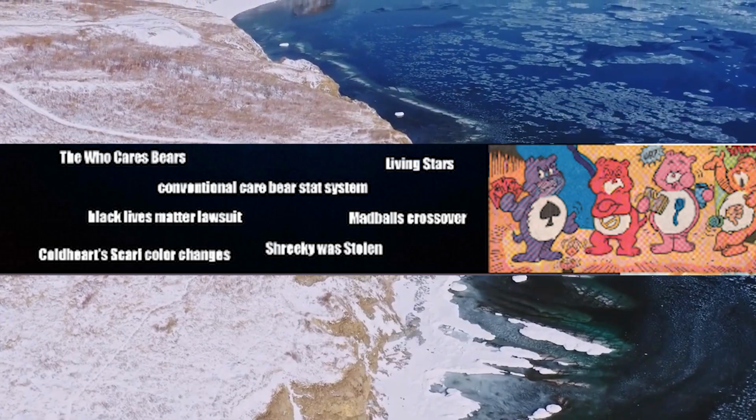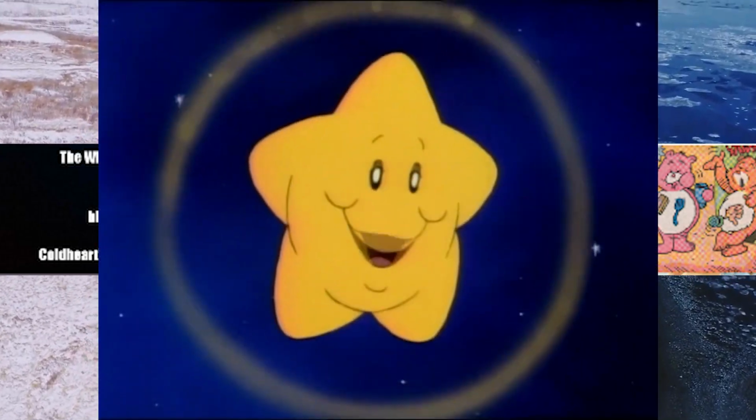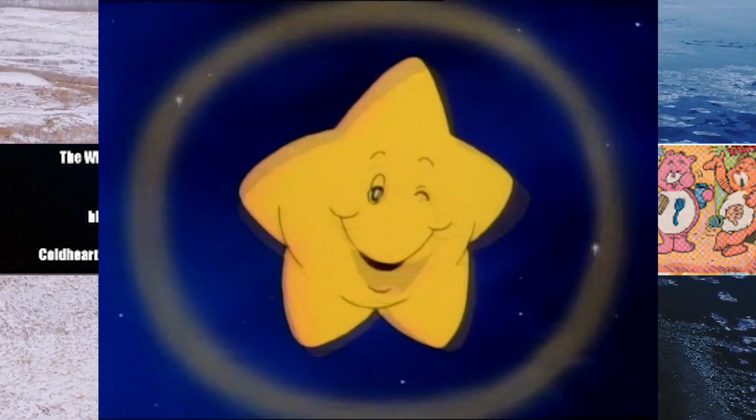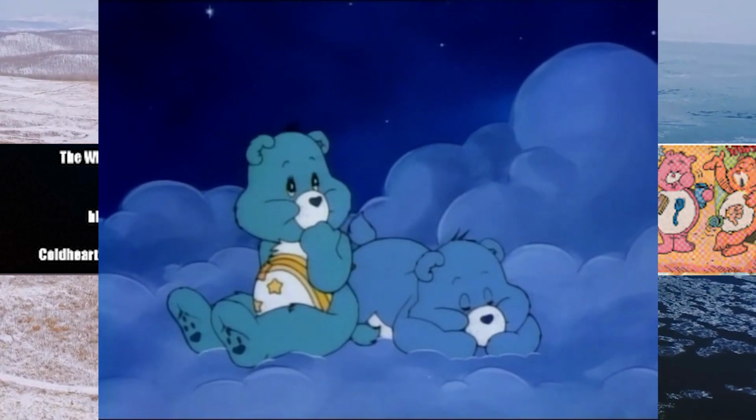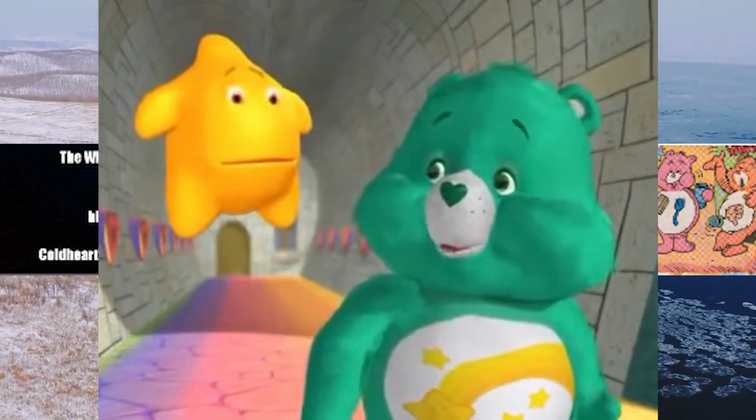Living Stars. Often seen in the 80s and early 2000s movies, star creatures are living, though usually mute, creatures with magical properties. Wish Bear keeps one of them, like a slave.